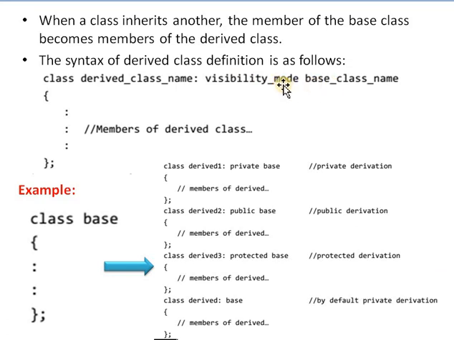Then next, the visibility mode. The visibility mode is optional, and if no access modifier is present, then the visibility mode is private by default. That means when you do not specify the visibility mode, the private visibility mode is considered by default. And if written, it must be either public or private. And the base class name is the existing class name. This is the syntax for deriving a class.